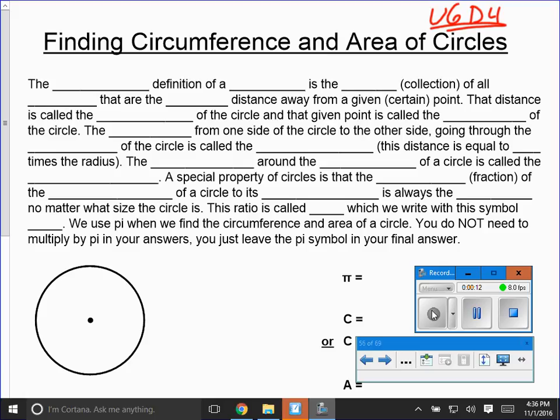Yesterday we talked about finding area and perimeter for polygons. We're going to start off today doing the same thing with circles. So circles do have area, but they don't have perimeter. It's something different. It's called circumference. That's what we're going to be talking about in the first half.